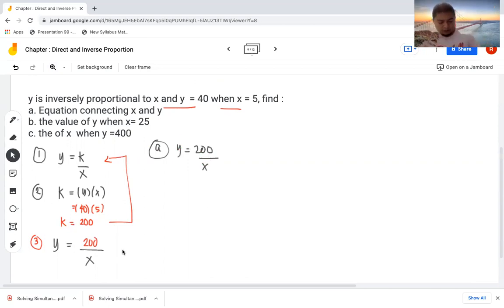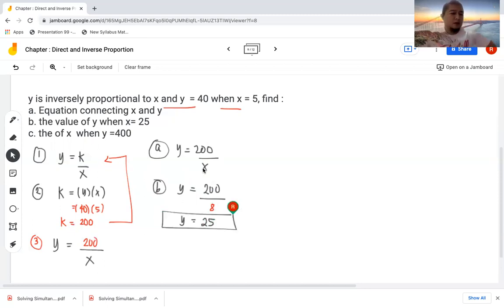And now if we're going to answer letter B, it's just simply plugging in the values that you have. If you're looking for the value of y, then that means the missing one is y. And the given value for x is 25, which you just put into this particular part. So 200 over the value of x, which is 25, is equivalent to 8. And now you will understand that y is going to be equivalent to 8. Very simple.